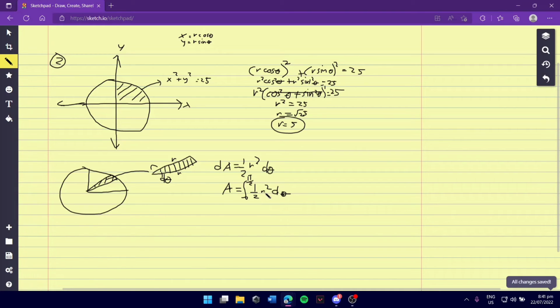Next, distribute the value of the r here. So we will factor out 1/2 here. So r is equal to 5, and r squared is 25 because 5 times 5 is 25, and then multiply it to the theta. So this will leave us to 25 halves, right? And then your theta.